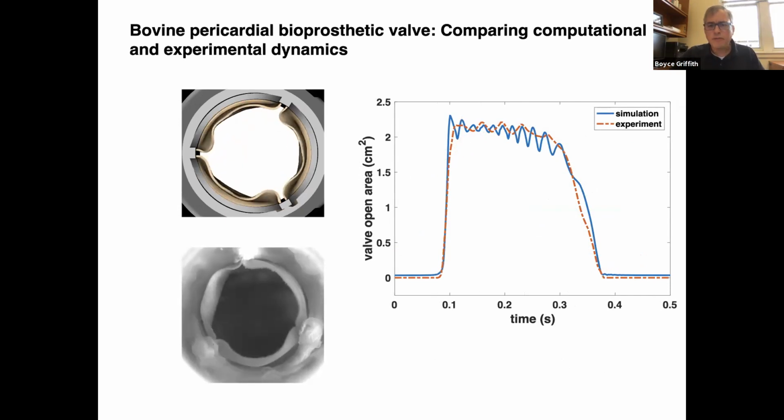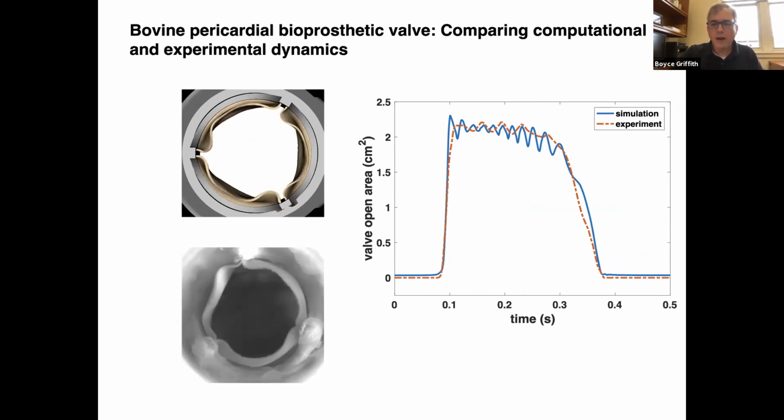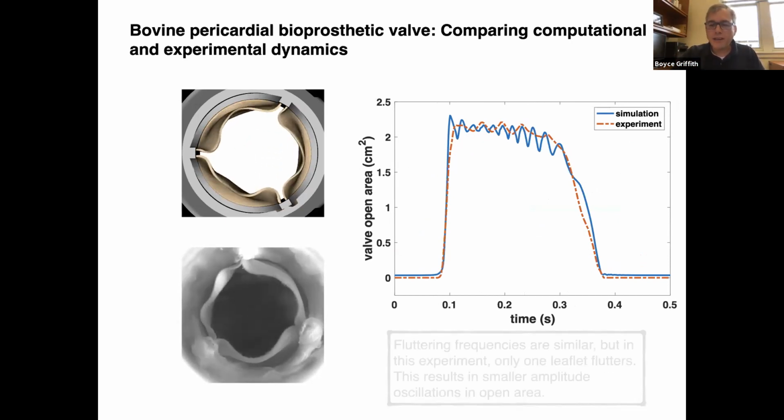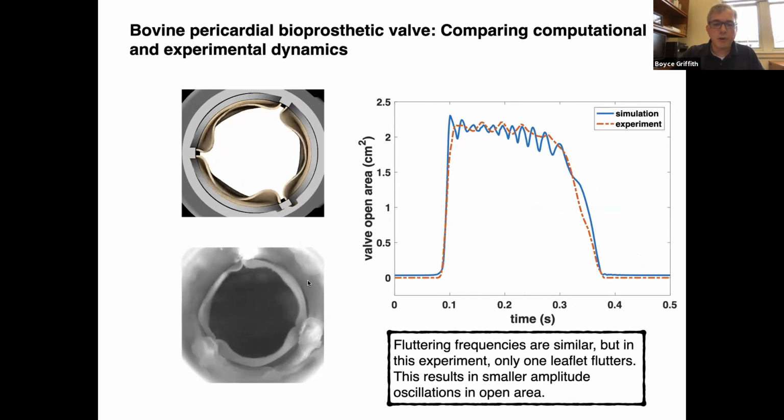This is a way of quantifying the valve dynamics. It's valve kinematics, a very simple way to do it. We're looking at the open area of the valve as a function of time. And here we're getting, I would say, not so good agreement with the particular experimental case.